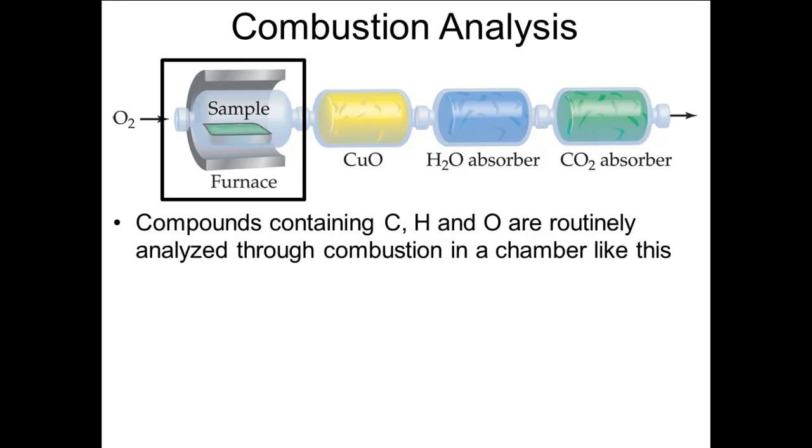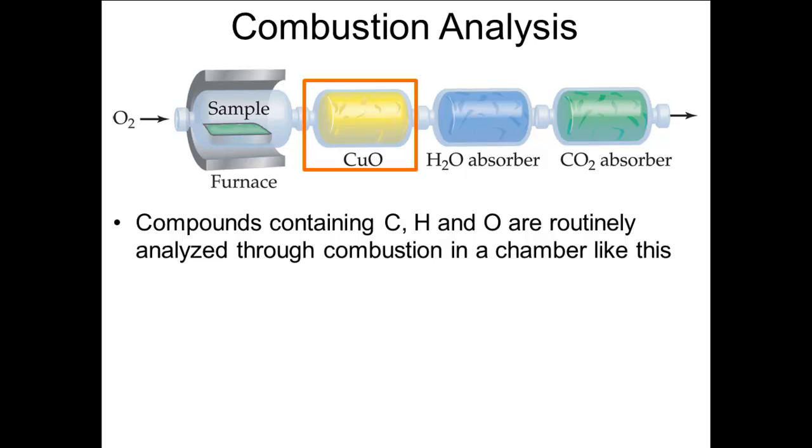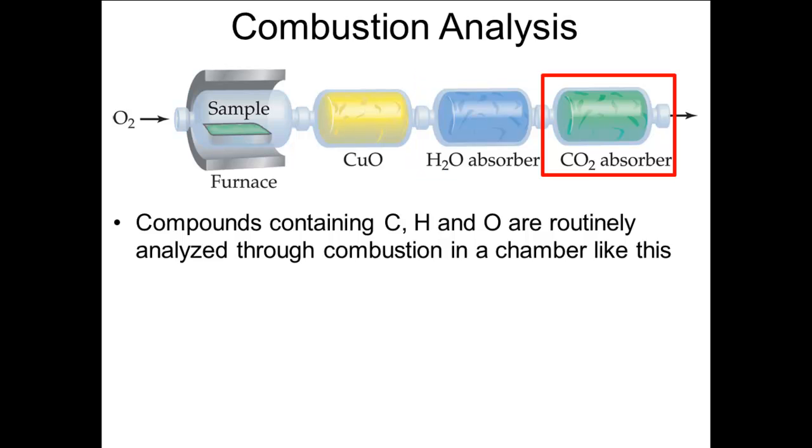The apparatus has a furnace in it in which the combustion occurs. The products flow through a chamber with copper-2 oxide, which reacts with the partially burned carbon to complete the combustion if needed. The products of the combustion are captured individually in various materials. Water and carbon dioxide are routinely captured, but other suspected combustion products, oxides of sulfur or nitrogen are common, may also be collected.